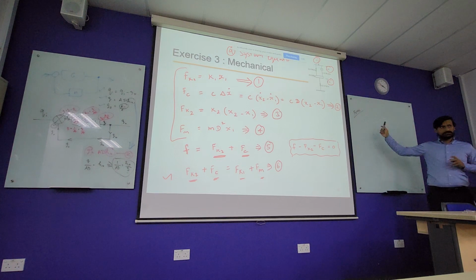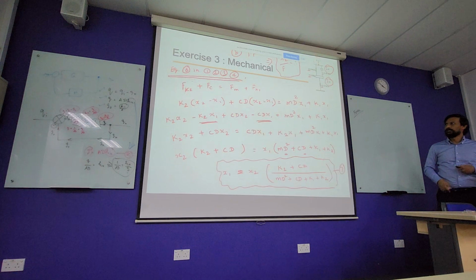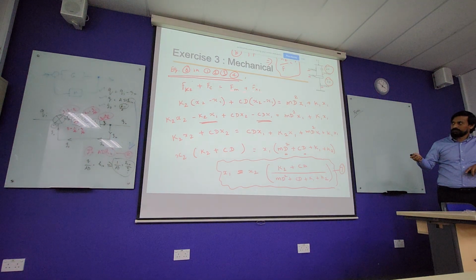Okay, so based on the force equation, we substitute all the values over here. What I've written over here, equations 1, 2, 3, 4, are nothing but the components. Component values you substitute into equation 6. So it's nothing but this, your equation 6.